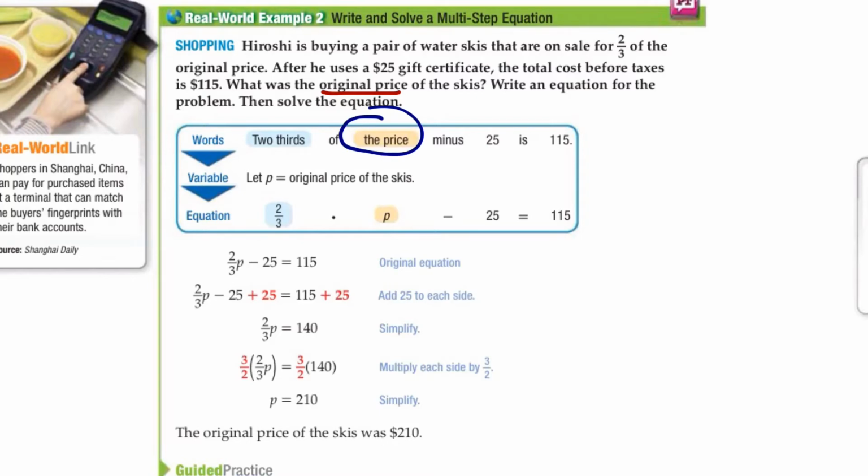Or you could put a different variable, but why did they choose P? They chose P because price, P. They could have put O for original price. It just depends what you want.